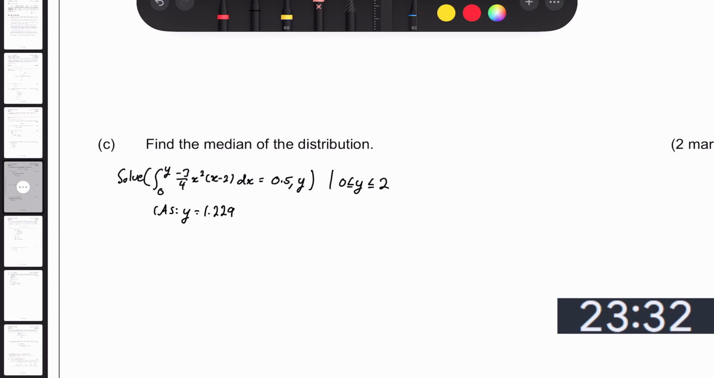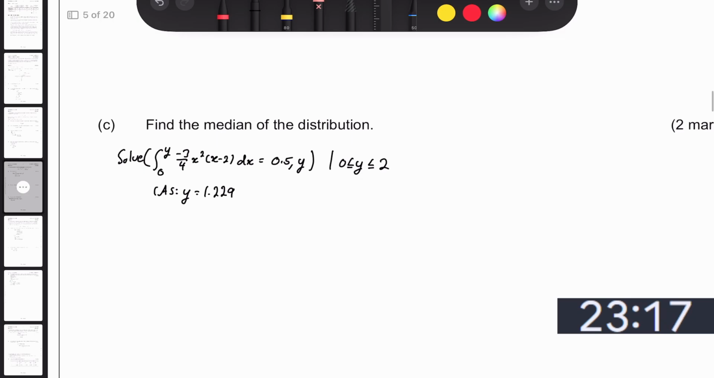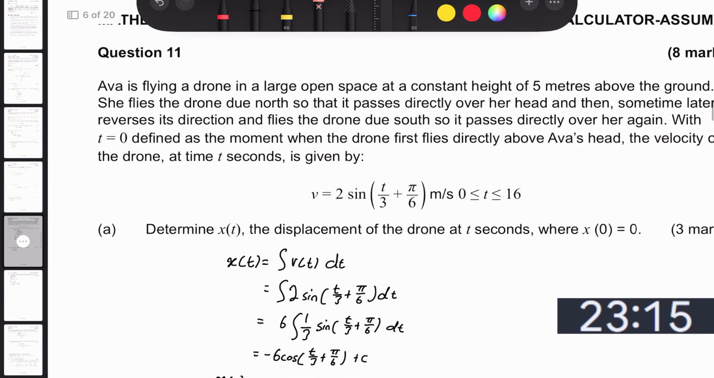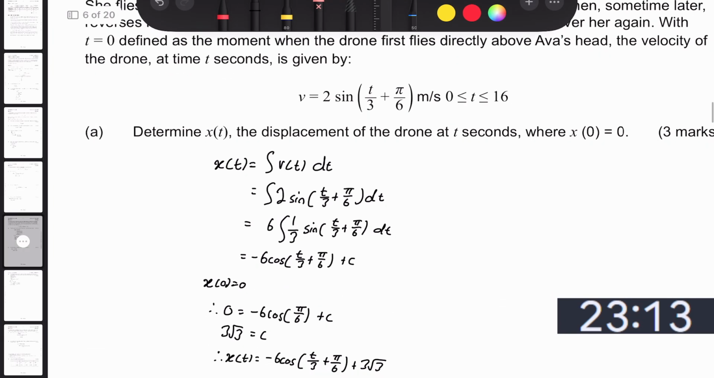I'm going to solve that: y negative 3 on 4 equal to 0.5, give me y, 1.229. Displacement of the drone. That is equal to that.